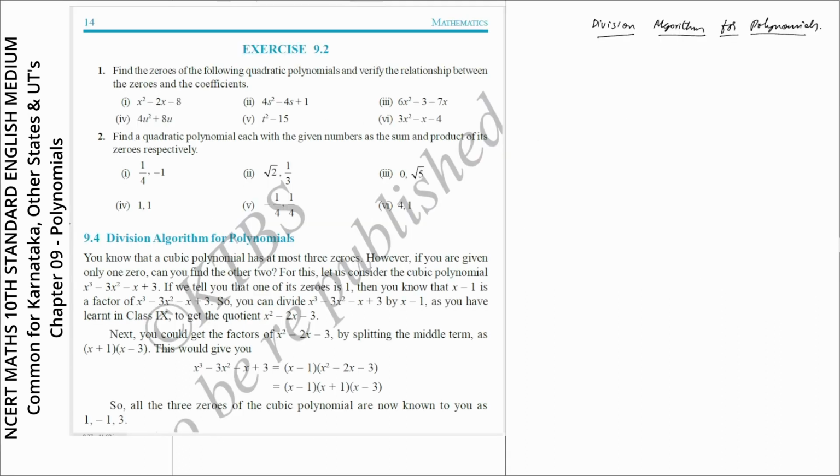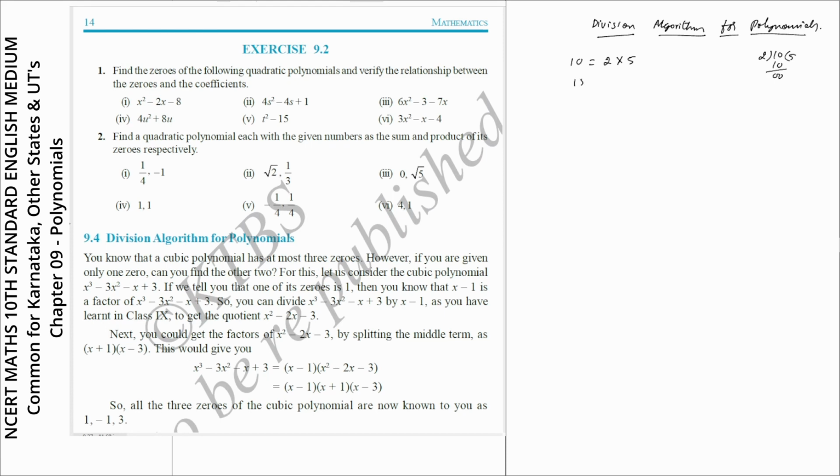The next topic in this chapter is a division algorithm for polynomials. Now consider one number 10, and suppose we know only one factor, that is say 2. 2 is a factor of 10. What is the other factor of 10? How to find it? It's very simple. So 10, if we divide by 2, I get 2 5s are 10. Okay, so 5 is the other factor. So if I know one factor, I can find the other factor also.